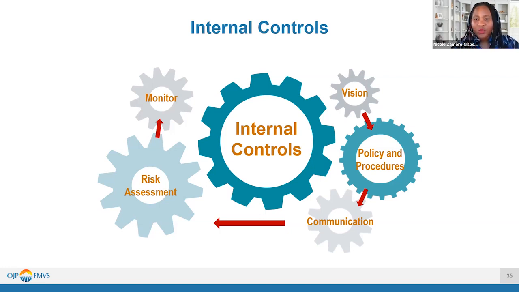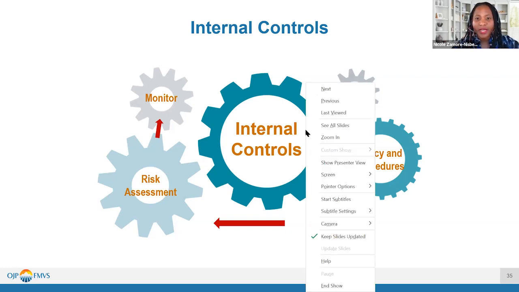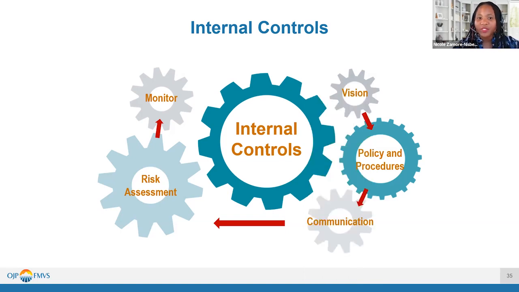Now you're going to monitor your policies and procedures. When you're monitoring them, you're making sure that they are working as intended and they are being followed as intended. So you're assessing it to say, okay, these are the policies and procedures. Is everyone understanding it this way? Is everyone following it this way? Is it working how it's established? So that's what it is in terms of monitoring.